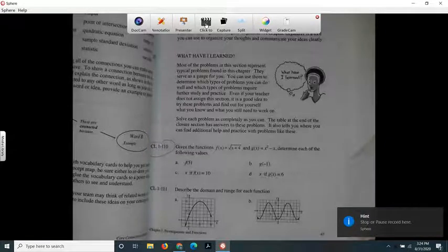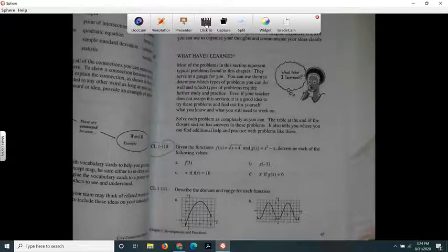It's integrated 3. CL1-110. Well, I'm just going to do letter C and letter D.